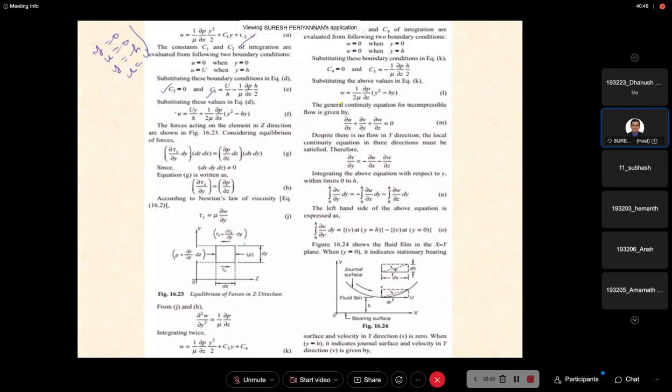Then finally, substituting in the same equation, we are able to find out u is equal to this. This is the fluid element velocity with respect to the x direction.